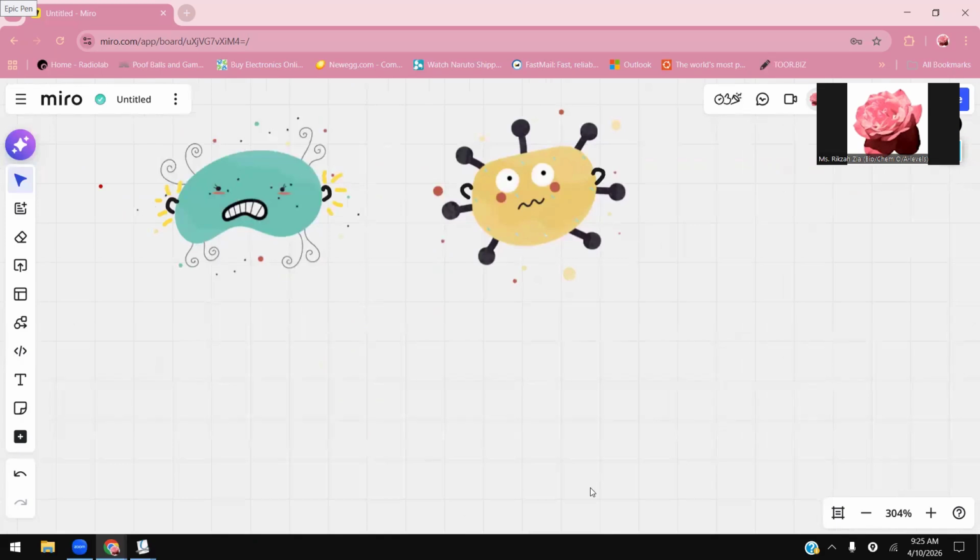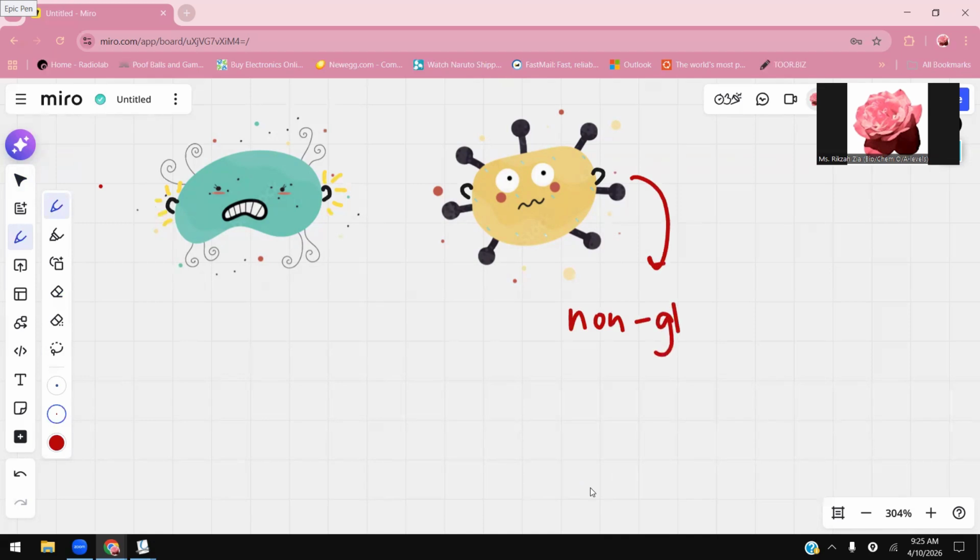Let's say we're dealing with two imaginary bacteria that have ears, but there's something special about one of them. Let's say this guy has ears that don't glow in the dark, so they're non-glowing ears. And this one, who kind of looks angry at the moment, has glowing ears. Ears that glow in the dark.